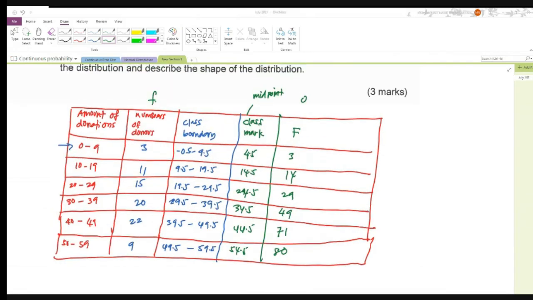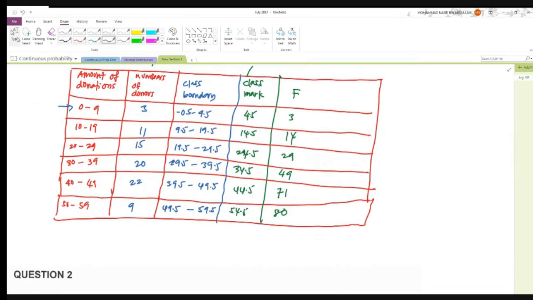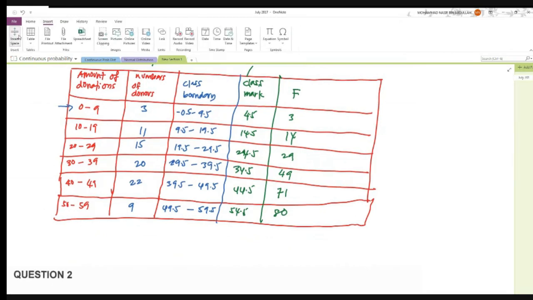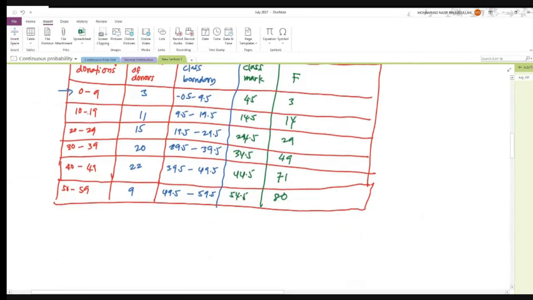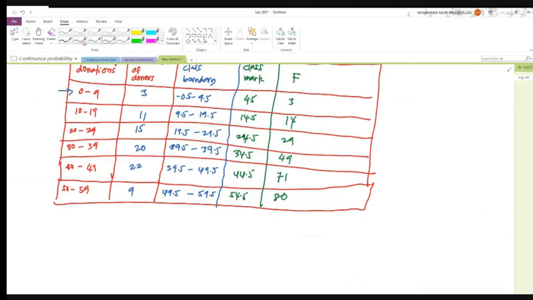Can? Any questions so far? We have not started calculating yet. Alright, next we start calculating the mean. Mean is very simple. So mean should be summation of fx divided by summation of f. So use your calculator.